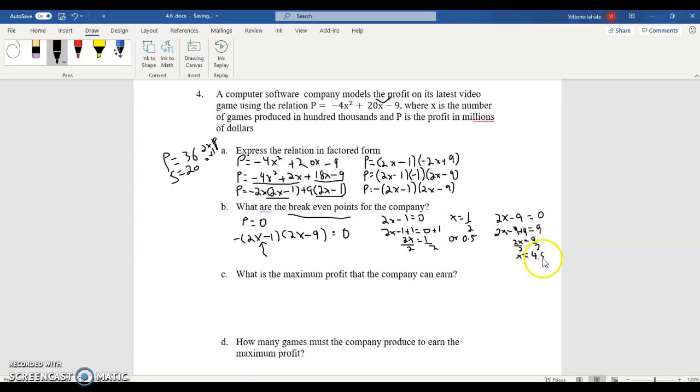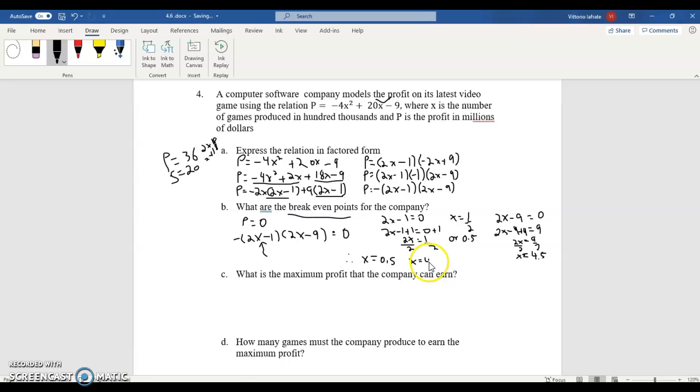And so my zeros, my break-even points, so I would write therefore my break-even points, so you would write that out, the break-even points are at x is equal to 0.5 and x is equal to 4.5.